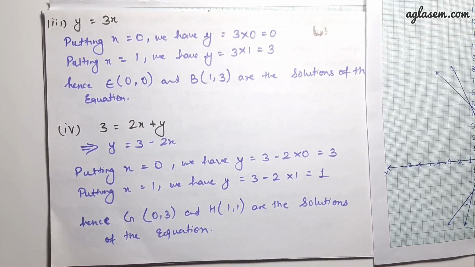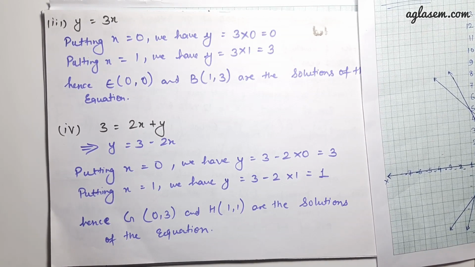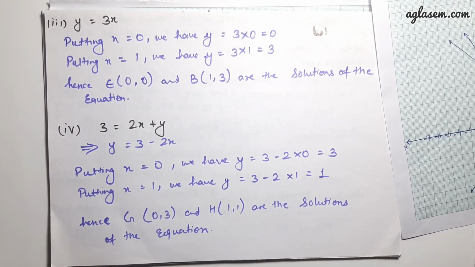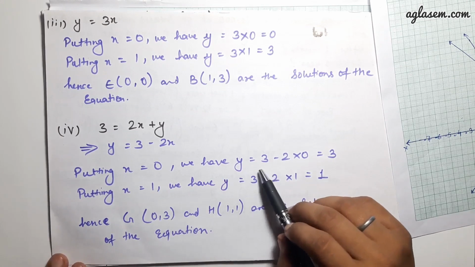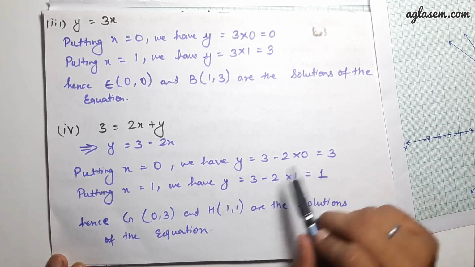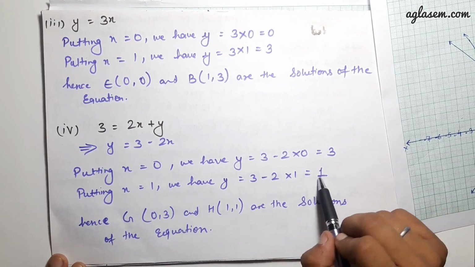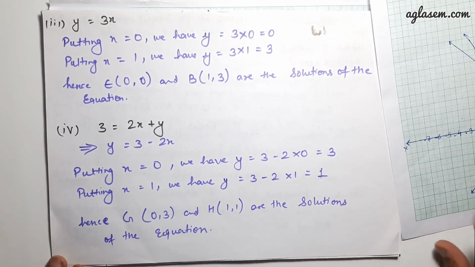So now let's come to the next part, that is part 4. The fourth part is 3 equal to 2x plus y, so y equals 3 minus 2x. Putting x equal to 0, we have y equal to 3 minus 2 into 0 is equal to 3. So we get (0, 3) as G, and H is (1, 1) as the solutions for the equation. Let's watch this on a graph.